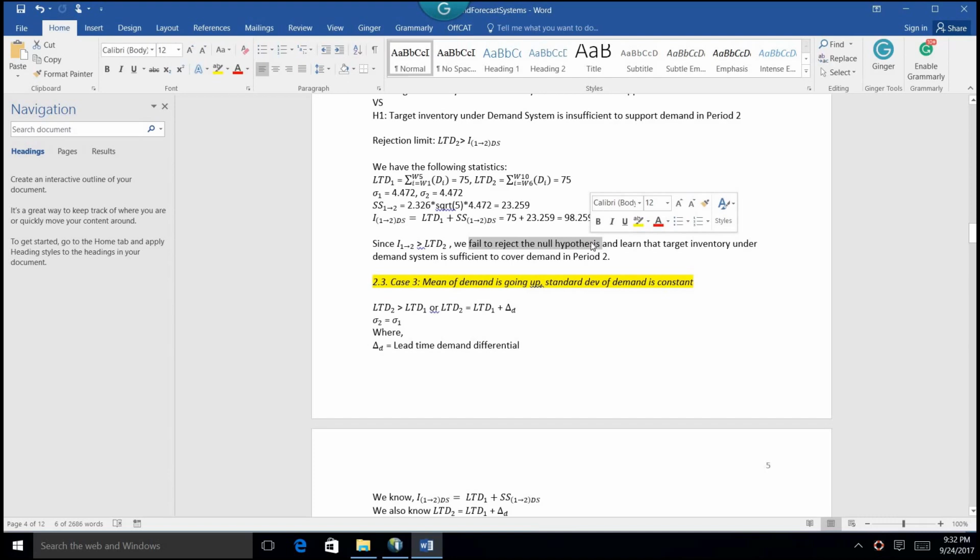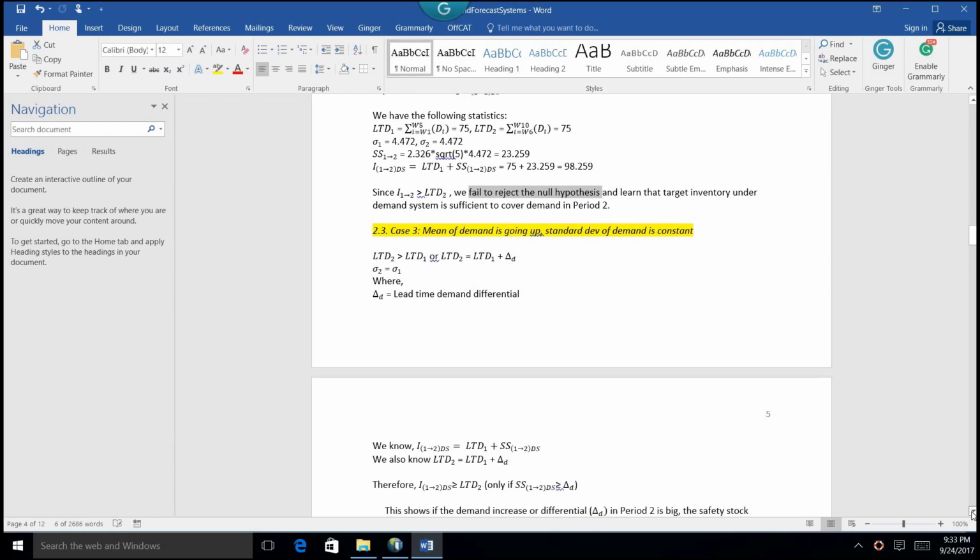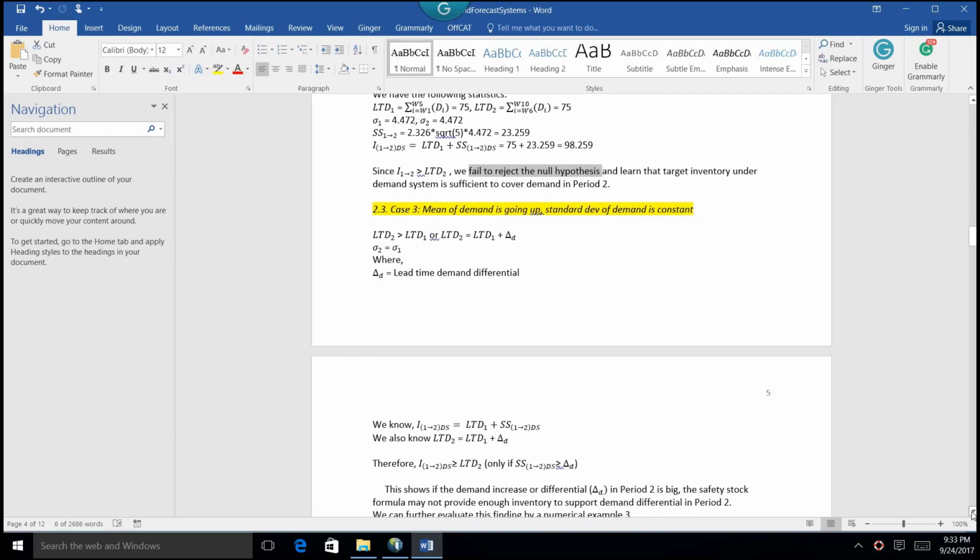Case 3. In case 3, it says mean of demand is going up, standard deviation of demand is constant. In other words, you have trend in your data, uptrend. Period 2 is going up compared to period 1. Okay, so you have demand uptrend in period 2, but the fluctuation between period 1 and period 2, no change.